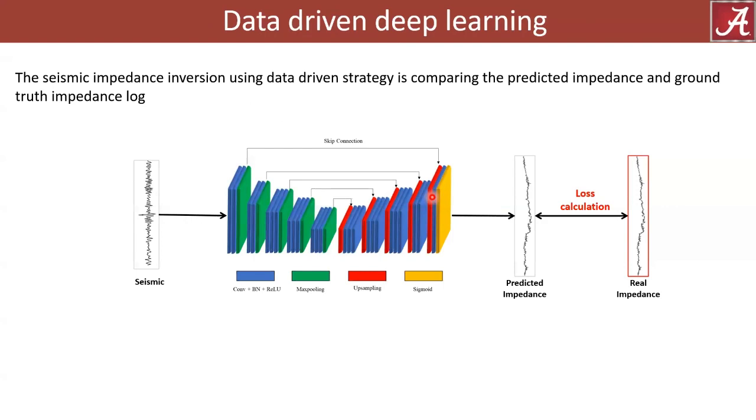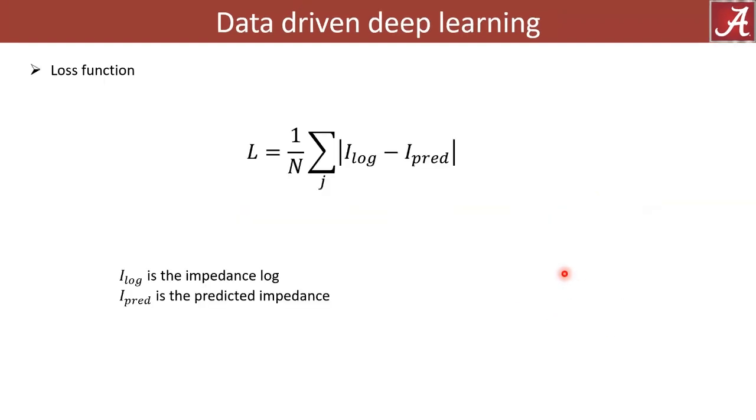And here is the second one, the data-driven method. This is the workflow for that, which is basically the same. We input the seismic data to the deep learning network and get the predicted impedance. The only difference is that we stop here and calculate the loss between the predicted impedance and the real impedance calculated from well logs. In this equation, we can see there's no involvement of any seismic data or synthetic data.